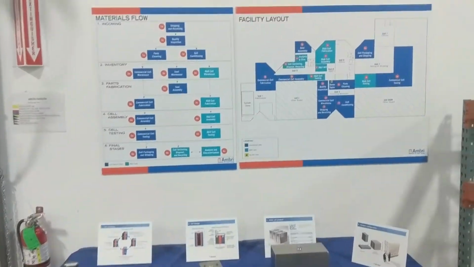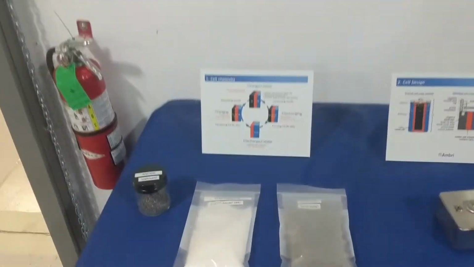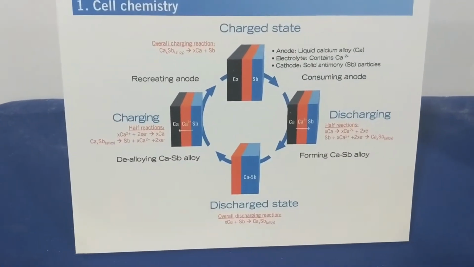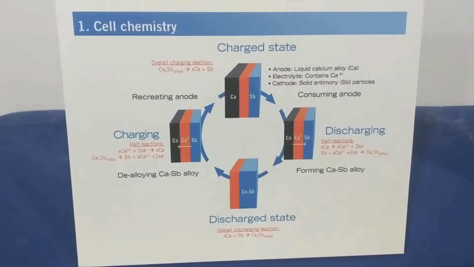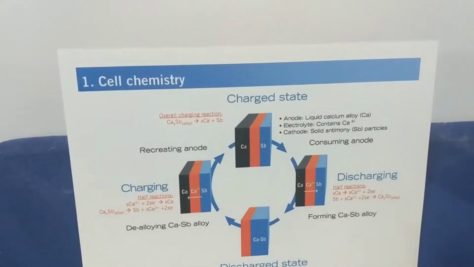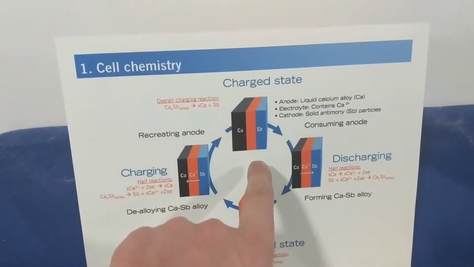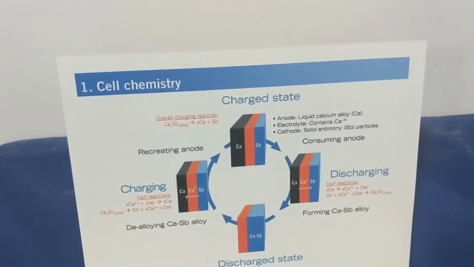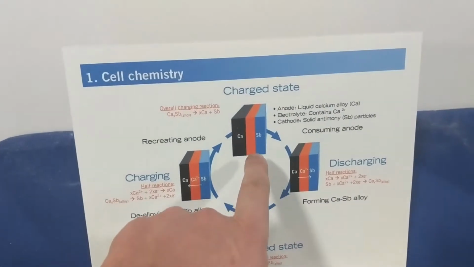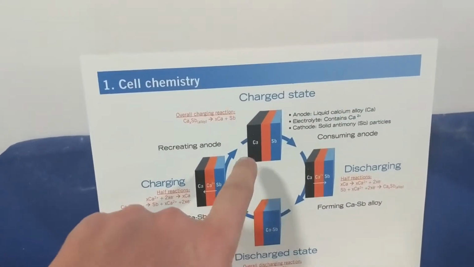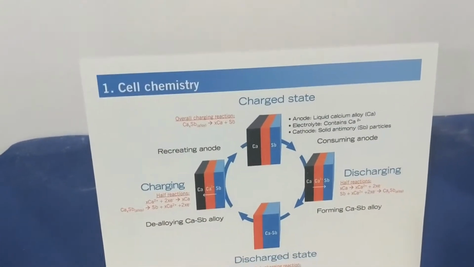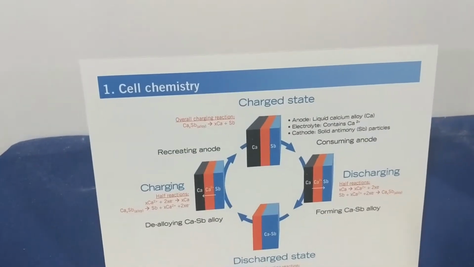So here we'll walk through this little demo area. First thing we want to point out is how the cell operates. This is an image that depicts the operation of the cell chemistry. You can see here that the cells are loaded with calcium and antimony metal as the two electrodes, and then a molten salt electrolyte containing calcium chloride. The cells operate at an elevated temperature such that the molten salt is in a liquid state, calcium is in a liquid alloy, and the antimony stays as a solid particle mixture with salt surrounding it.